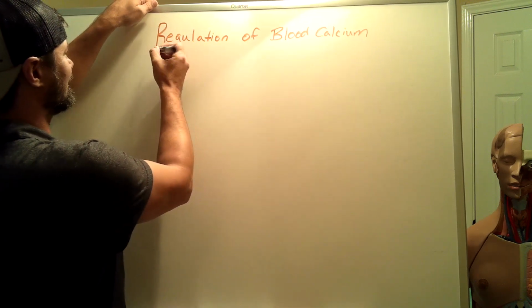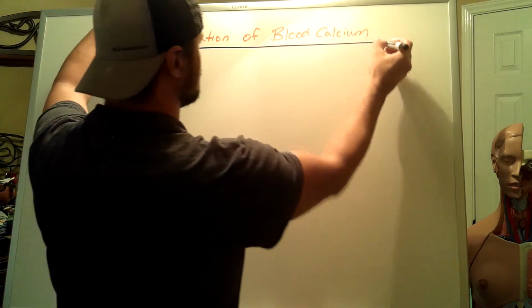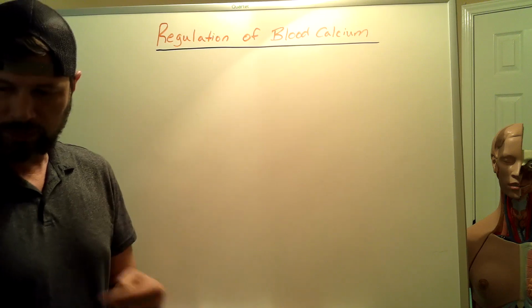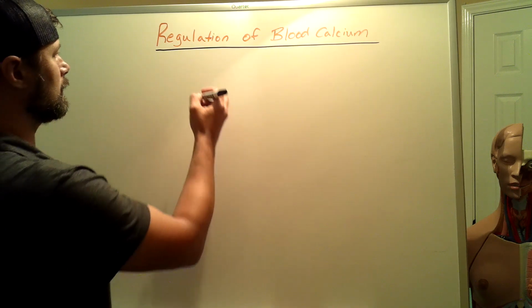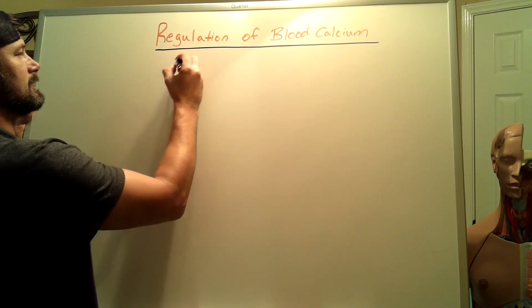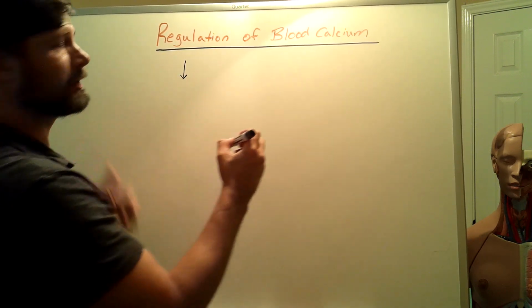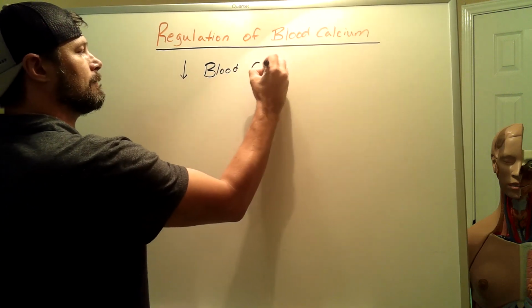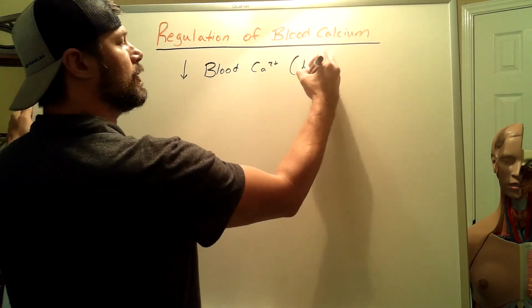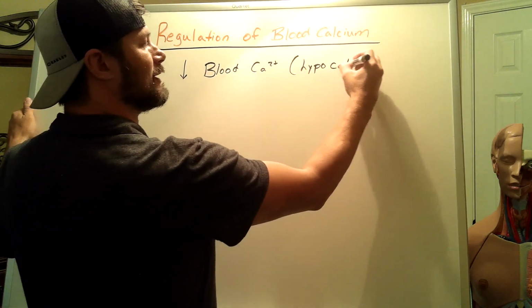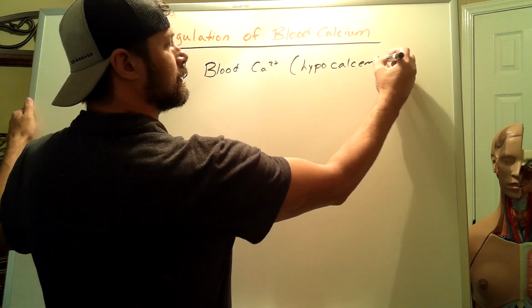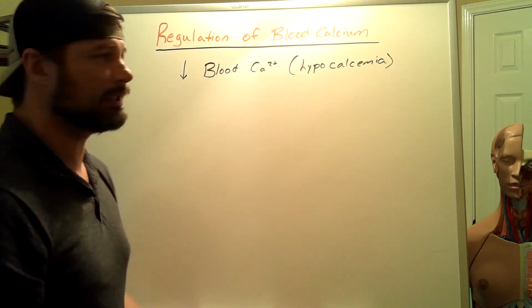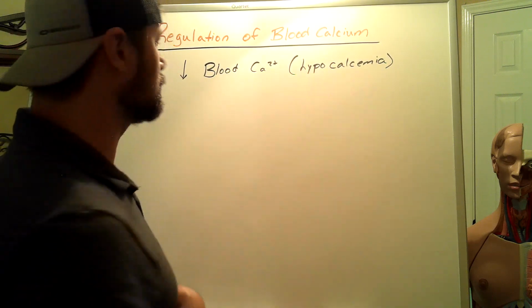Alright, so let's figure out how we're going to start this whole process. First and foremost, we are going to think about what happens when we have low blood calcium. Say a patient walks through the door. They have a decrease in the amount of blood calcium. This is called hypocalcemia, low calcium in the blood.